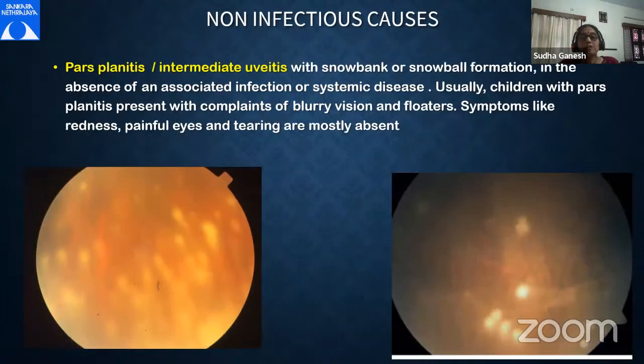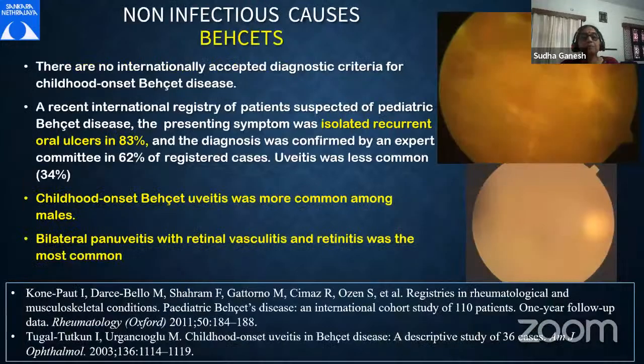Coming to pars planitis, an intermediate uveitis with snowbank or snowball formation in the absence of associated infection or systemic disease, usually presents with pars planitis. The children have blurry vision and floaters. Symptoms like redness or painful eyes are often absent. And these are some of the pictures of an intermediate uveitis or a pars planitis.